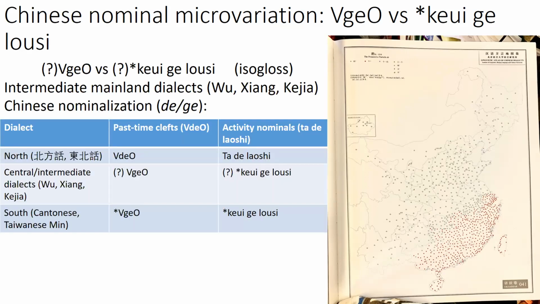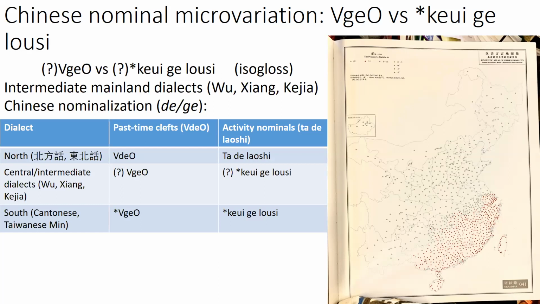And formally, we could formalize the data like this. In the northern dialects, so for example 北方话, 东北话, etc., we get de, and de can be used in pastime clefs as well as in activity nominals. In the central areas, we get ge, and here ge seems to be influenced by de, and ge can be used in pastime clefs, but it doesn't seem to be used in activity nominals in subject position.